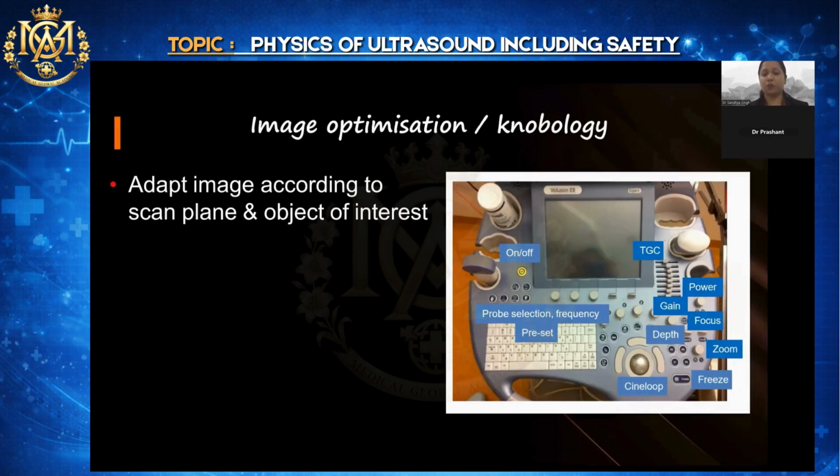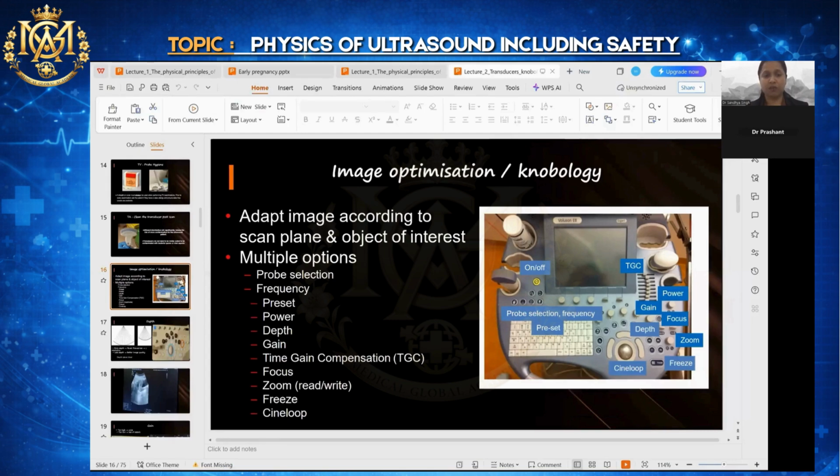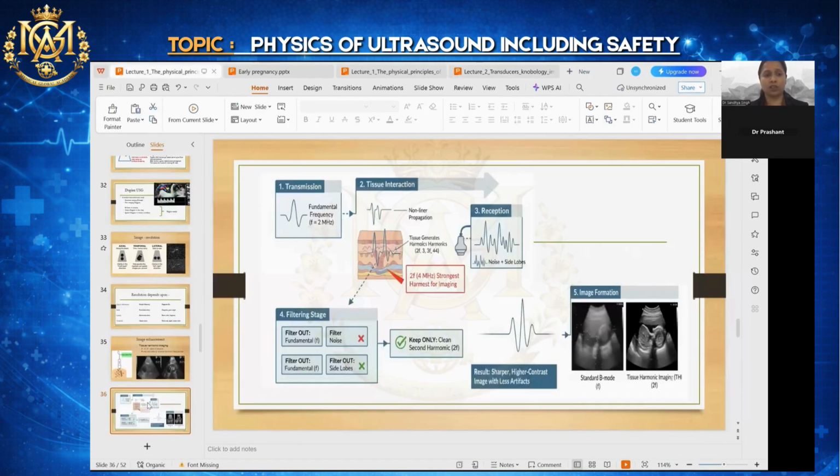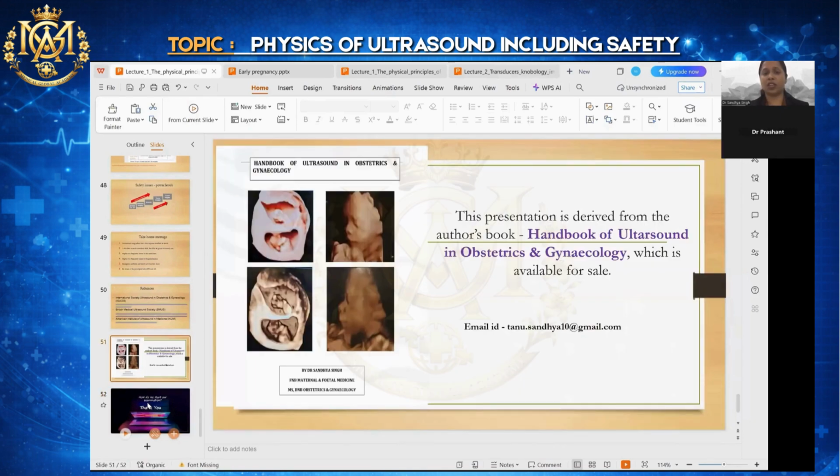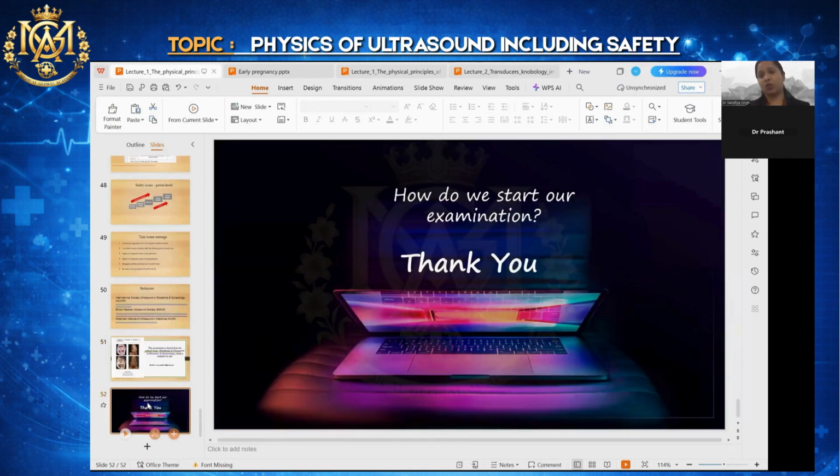In the physics, if you have any doubt, kindly ask now itself. Because if you are not clear with the physics, we cannot learn the other things in knobology. Before you reach that, you have to understand that. So lastly, how to start the examination is next class. Now, if somebody wants to ask anything, please, you can just unmute yourself.